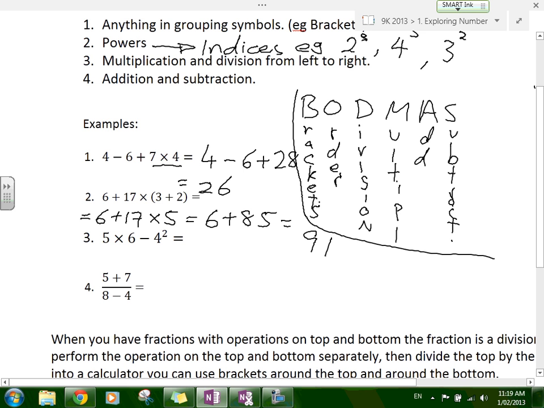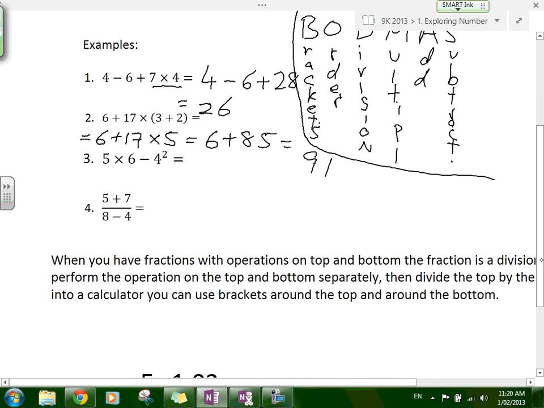Alright, last two I'll just go through. Okay. Alright, so 5 times 6 minus 4 squared. What comes first? Good, 4 squared. And what is 4 squared? Good, so 5 times 6 minus 16. And then of course the multiplication, so 5 times 6 is? 30. 30 minus 16 is what?